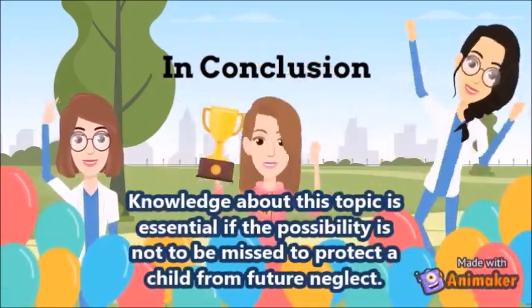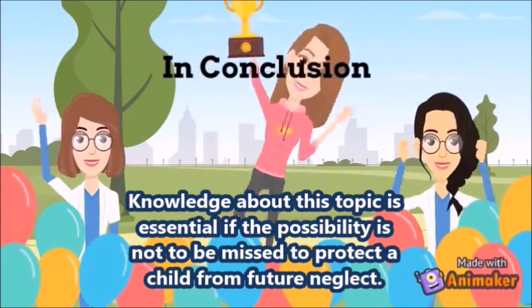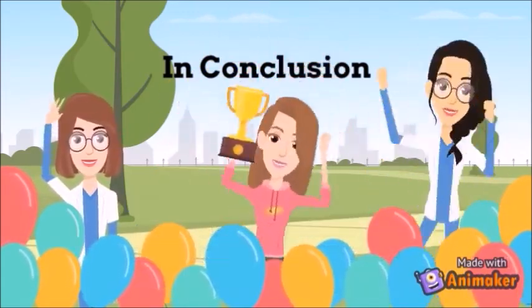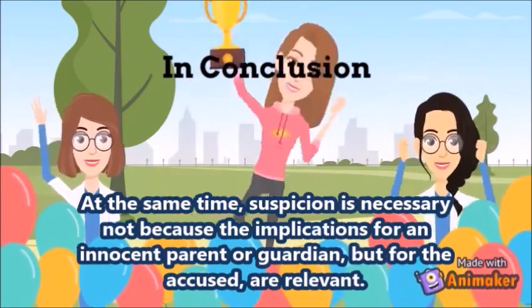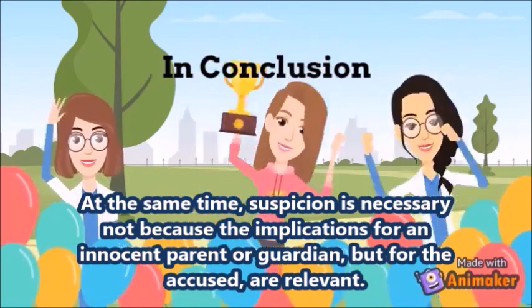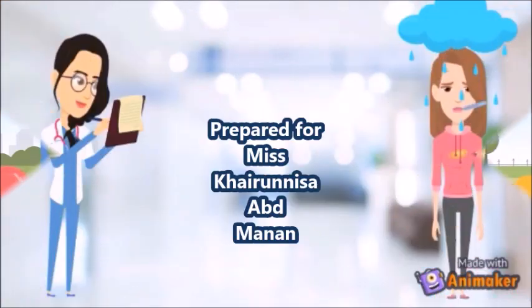Conclusion. Knowledge about this topic is essential if the possibility is not to be missed to protect a child from future neglect. At the same time, suspicion is necessary not because of the implication for an innocent parent or guardian but for the accusations are illegal.